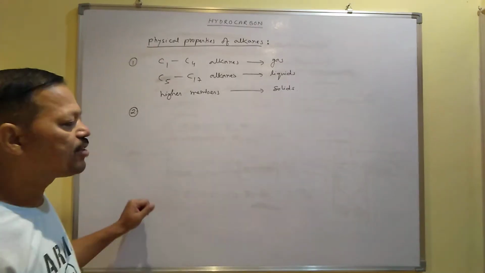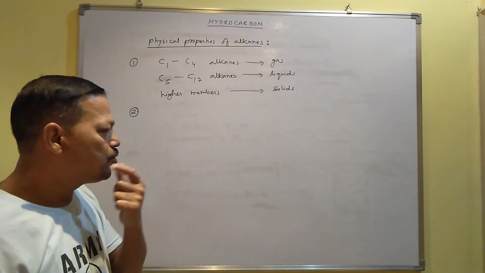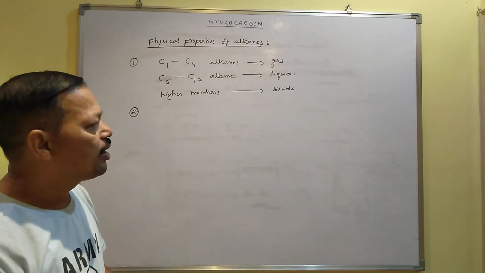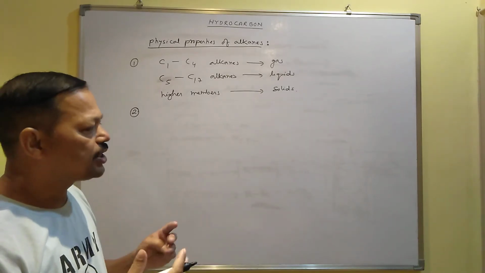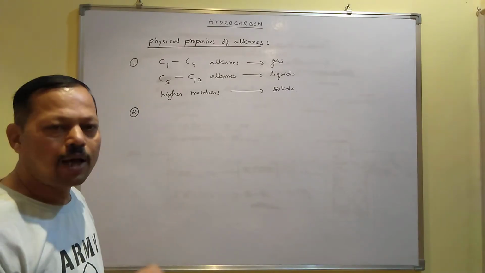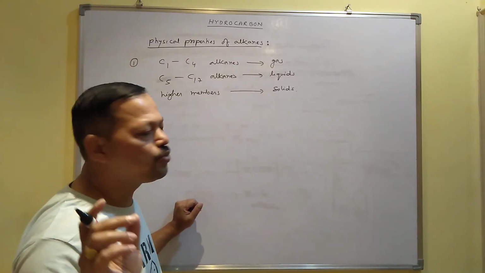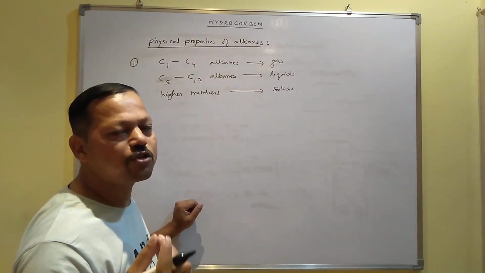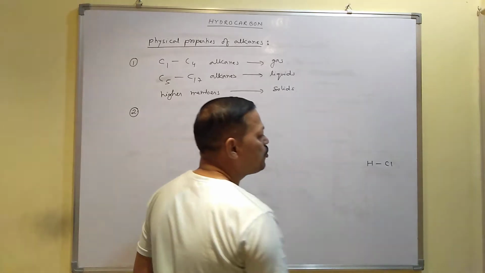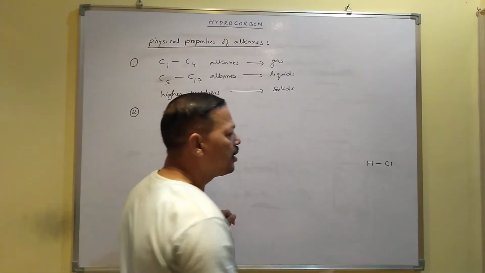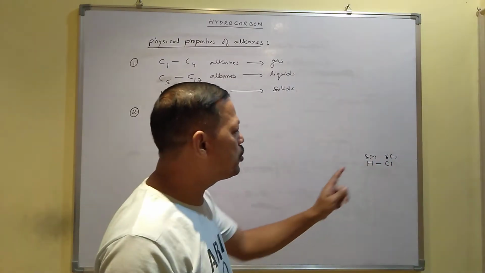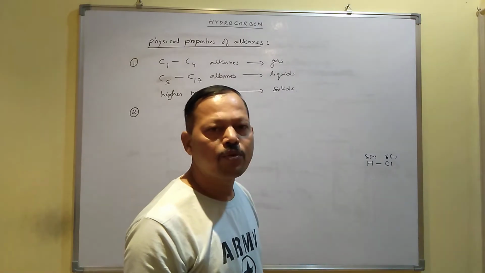Second point: since alkanes contain only carbon and hydrogen, there is no electronegativity difference between carbon and hydrogen, and due to the similar electronegativity of carbon and hydrogen, alkanes are said to be non-polar molecules. Polar molecule means those molecules which have some electronegativity difference between atoms. For example, consider the HCl molecule. Chlorine is highly electronegative compared to hydrogen, so chlorine will be delta minus and hydrogen will be delta plus.